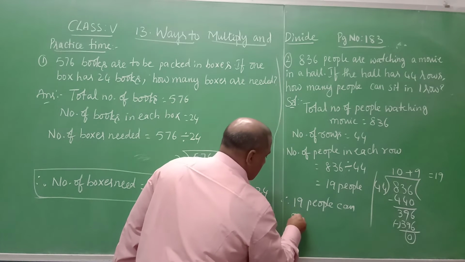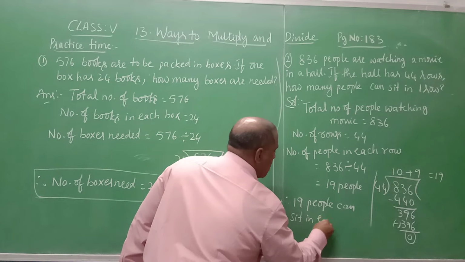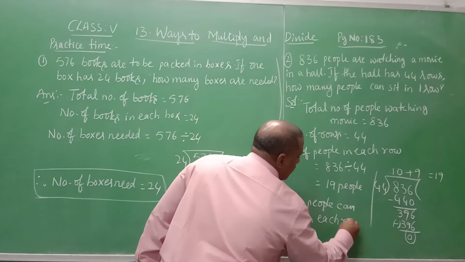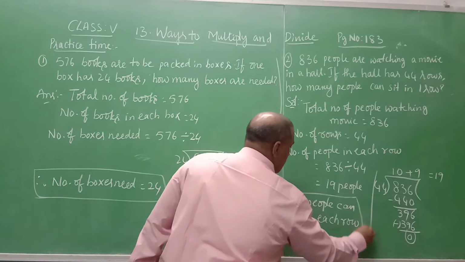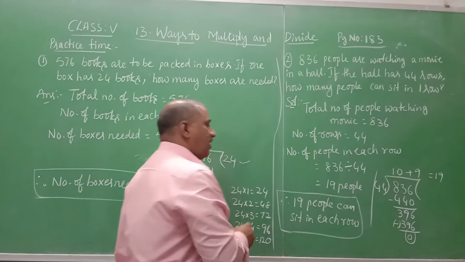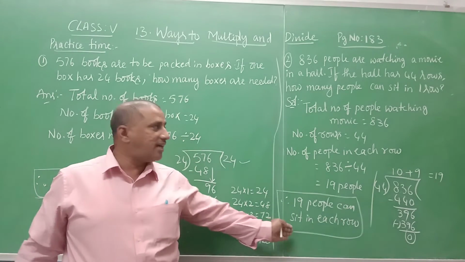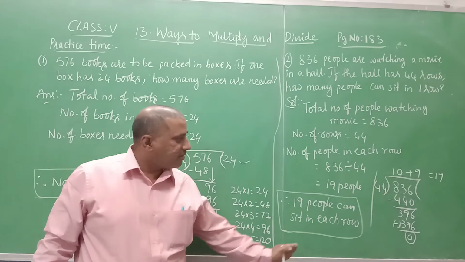Therefore, 19 people can sit in each row. Like this, we will find the number of people that can sit in each row. Is it clear, children?